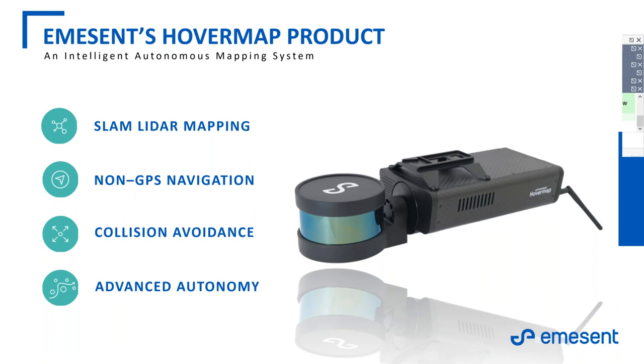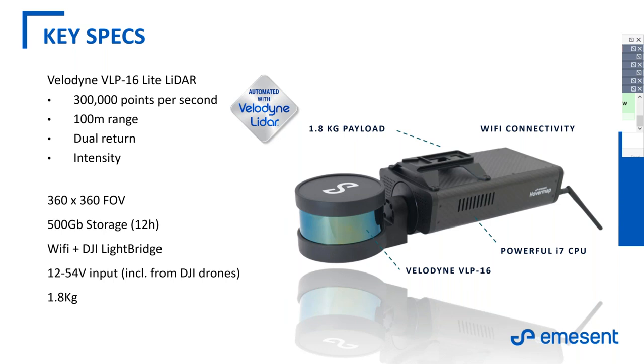We're using LiDAR when it's mounted on a drone to provide collision avoidance and enable the drone to fly without GPS, using the LiDAR data and a SLAM algorithm in real time to estimate the position and velocity of the drone. This is using advanced autonomy to allow the drone to self-navigate through complex environments. SLAM, of course, if you're not familiar with it, is simultaneous localization and mapping. So Hovermap is a SLAM-based mapping system.